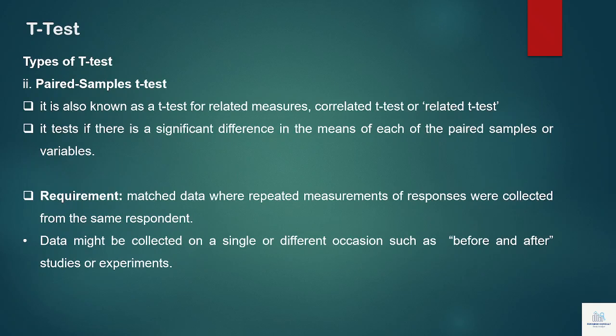So okay, I've talked about the independent t-test, then the paired sample t-test that we talked about, also known as the t-test for related measures, the correlated t-test or related t-test. It tests if there's a significant difference in the means of each of the paired samples of variables. So what you need to be able to use the paired sample t-test is matched data where repeated measurements of responses were collected from the same respondent. So remember the blood pressure example I used. You check the blood pressure at first, then you administer a drug, then you check the blood pressure again.